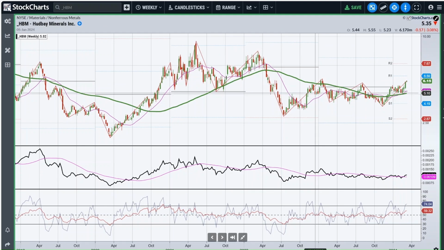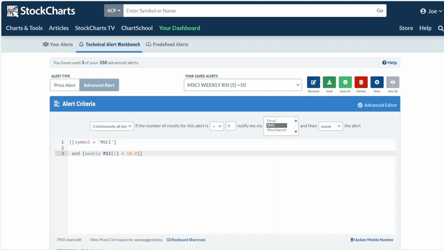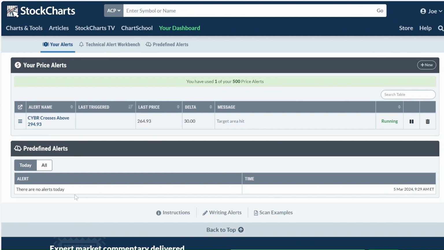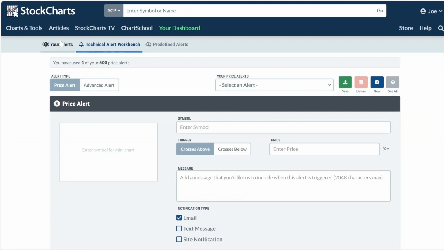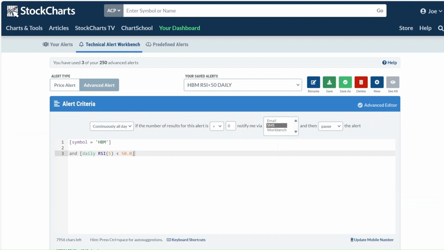I know I've got price and momentum in my favor, and I'm looking for a pullback. And I'm going to show you on HBM how this would actually be a lot more relevant for a stock that is on the daily chart. And so let's go ahead and look at that. If I go through and look at my HBM alert, I'm looking for the daily to pull back below 50.